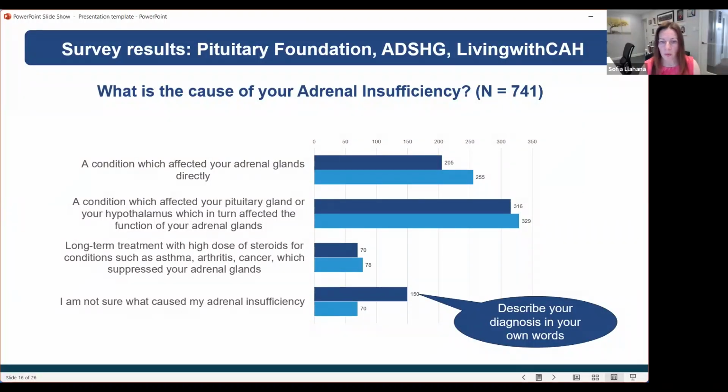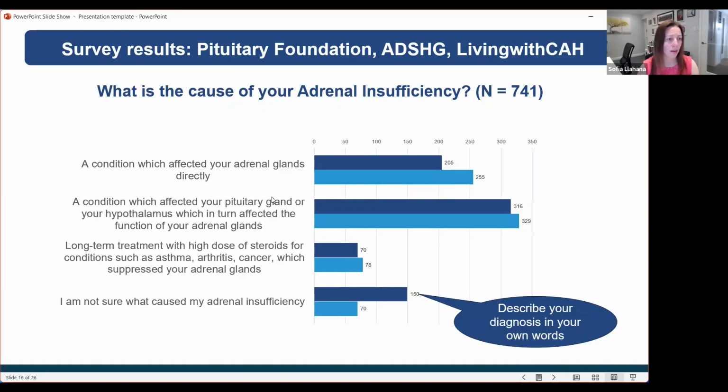One of the questions we asked, and that was a real eye-opener, was: what is the cause of your adrenal insufficiency? We presented 4 different options: primary adrenal insufficiency, secondary adrenal insufficiency, long-term treatment with high dose steroids, and another optional response was, I'm not sure what caused my adrenal insufficiency. It was quite an eye-opener, as many people didn't know what caused their adrenal insufficiency and were unable to place it into those 3 categories of type of adrenal insufficiency.